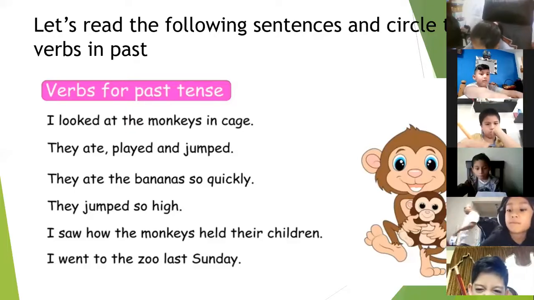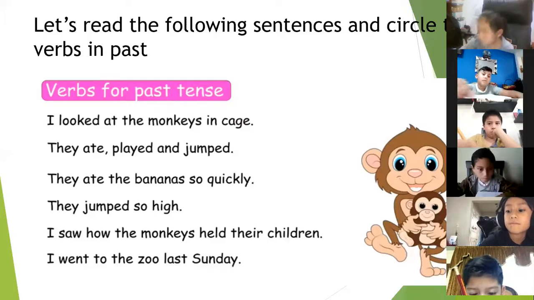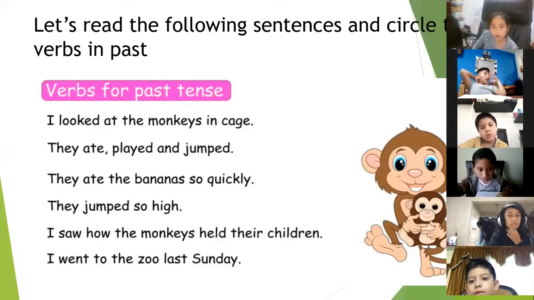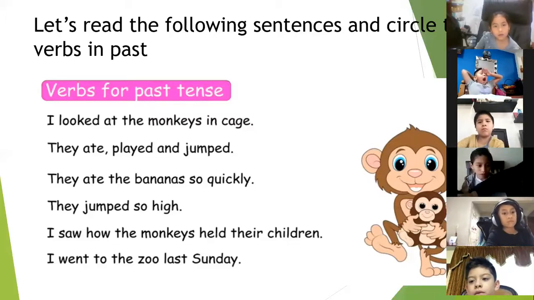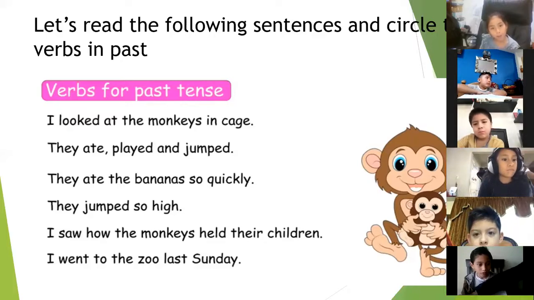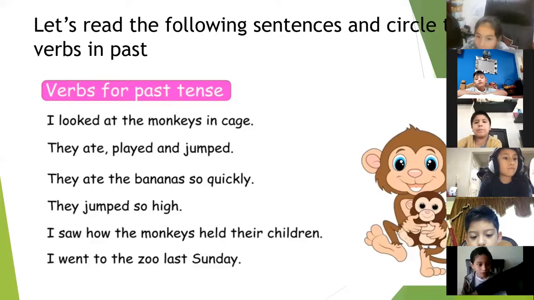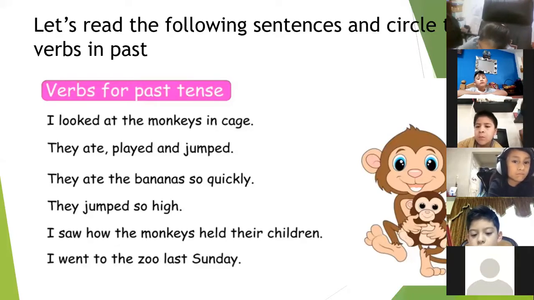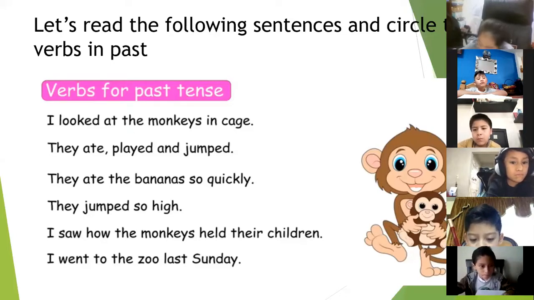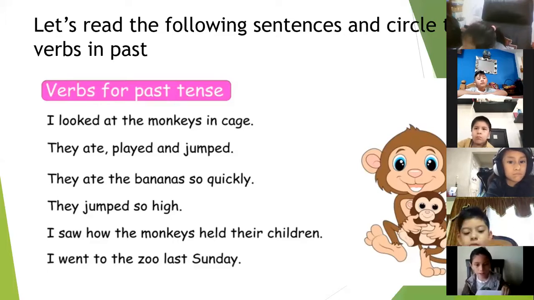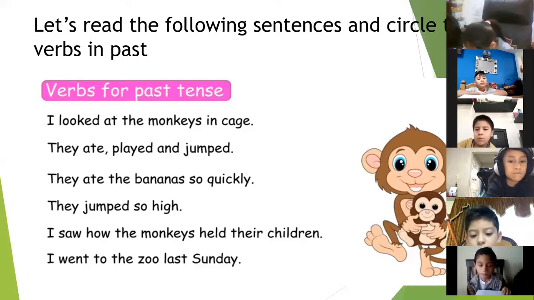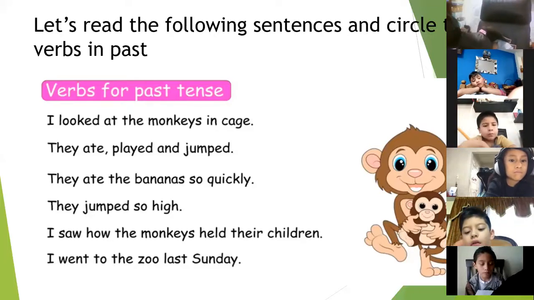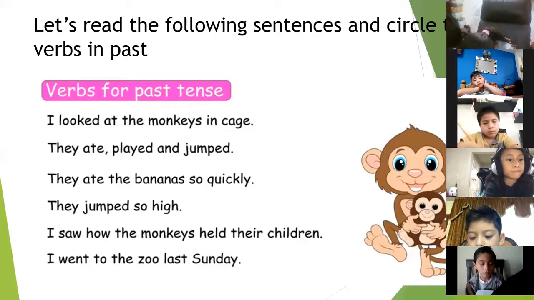Okay, let's start with David Alexander. David Alexander, tell me what is the first verb in past, please. Your microphone, David. Something happened with the microphone of David, now with the camera. I can see David. Okay, speak aloud, David. What is the verb? We are going to wait a minute while David fixes the microphone, okay?